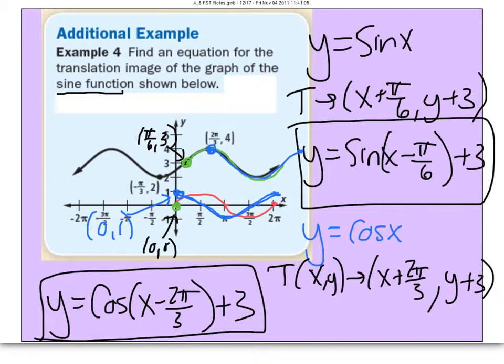Now the key thing to realize is you're going to notice that the vertical movement is plus 3 on both, and that makes sense. But remember, sine can become cosine and vice versa with a phase shift of pi over 2. So if you take this graph and do a phase shift of pi over 2, which would be subtracting pi over 2 from this value, you would actually get this right here. So they are the same graphs.